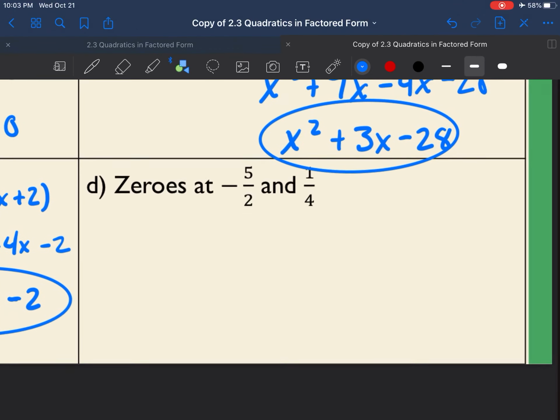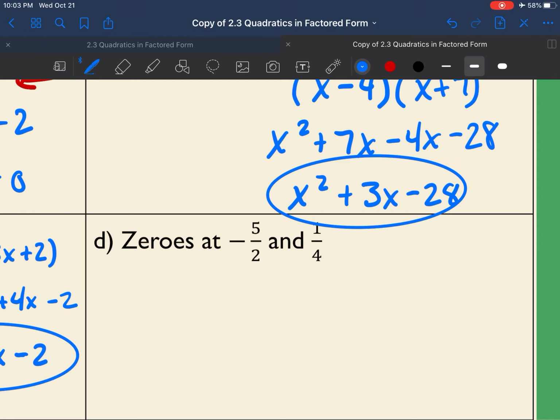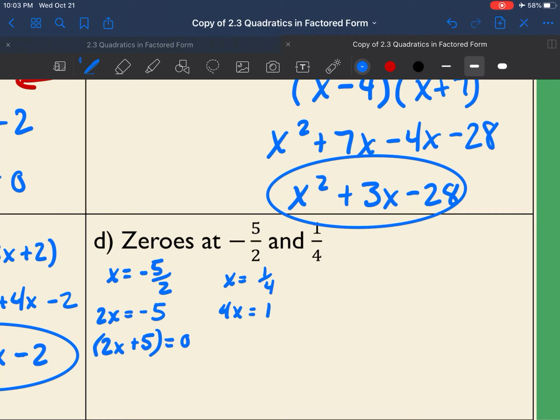I'll do another example, but I'll go a little bit quicker. So the negative 5 halves, negative 5 over 2. When you convert, you get 2x equals negative 5. Add 5, so you get 2x plus 5. That's going to be one of the parentheses, because now it's equal to 0. Repeat the same process with the 1/4. So x equals 1/4. Multiply by 4 and subtract 1, so you get 4x minus 1 equals 0. So that's our other parentheses.